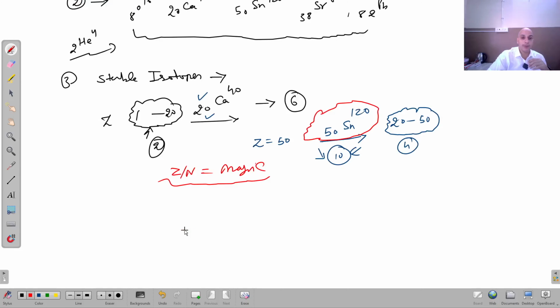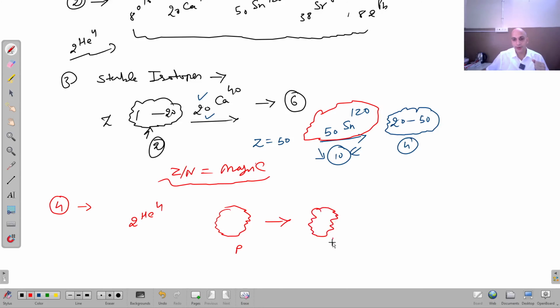Now I'm coming to evidence number 4. Evidence number 4 is when an alpha particle is emitted from a nucleus. We know very well that an alpha particle is basically a helium nucleus, 2He4. So a parent nucleus converts into a daughter nucleus plus a helium nucleus, that is the alpha particle, 2He4.